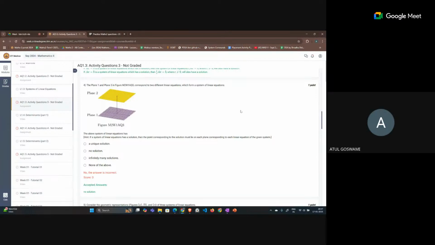No solution means there is no common point between these two planes. So if we draw a line with this equation, there will be no common point, no intersection point. Okay, I have a question.